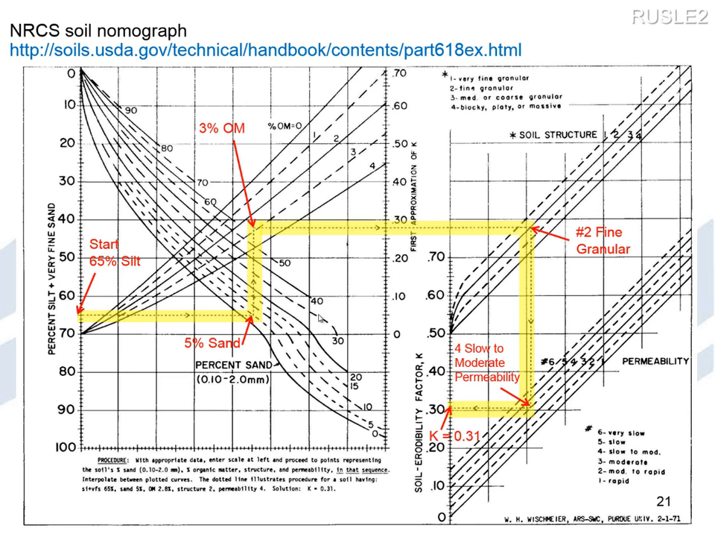This is really the preferable way to go, I would say: using site-specific information to come up with a K factor versus the web soil survey. It depends on the project, and sometimes you only have enough resources to do the web soil survey, but it's always preferable to use site-specific data to come up with a K factor.